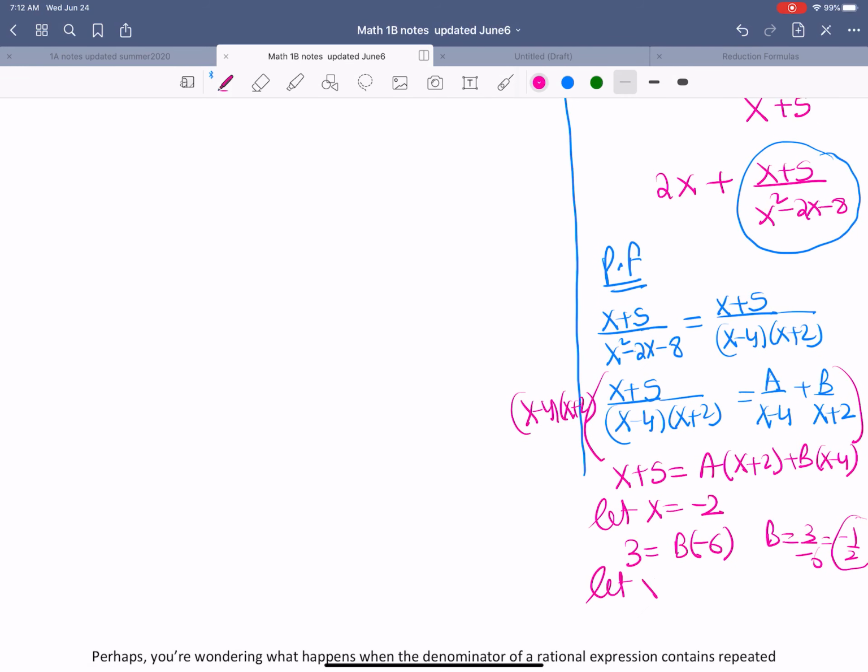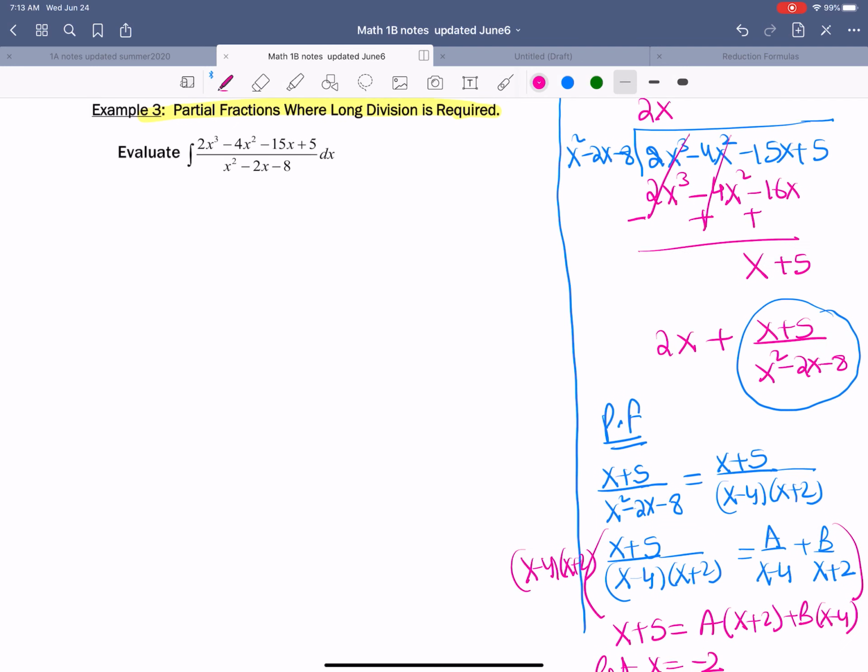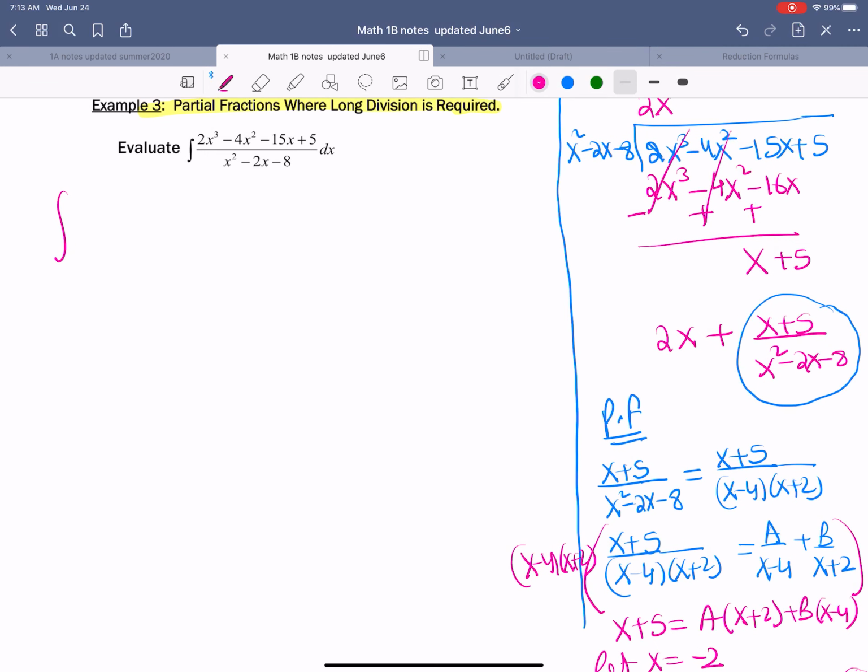Now I'm going to let x be positive 4. So that turns out to be 9 is equal to 6a. A comes out to be 9 over 6, which is 3/2. Okay, so we have broken our fraction into the pieces.